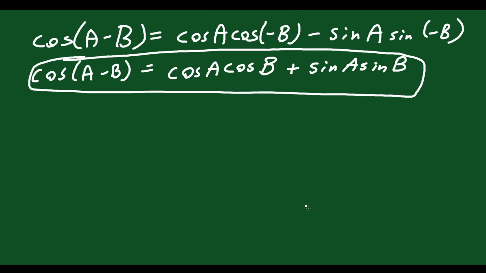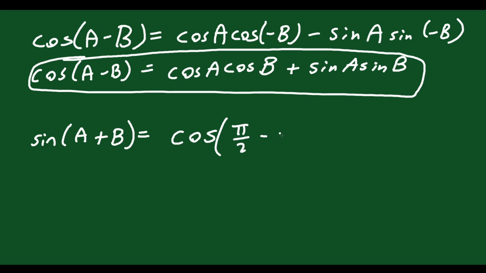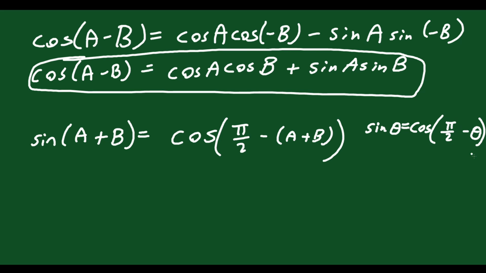Okay, what about the sines? Of course the cos is going to be easy, but what about sines? So let's try to figure out sine of A plus B. Well, sine of A plus B is going to equal, if you remember, cos of pi over 2 minus (A plus B). Because remember, we say that sine of theta is equal to cos of pi over 2 minus theta. I think that's a co-function identity. We covered that in the last video. Using that, you can change sine to cos.